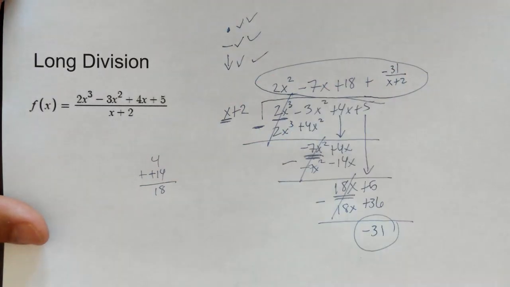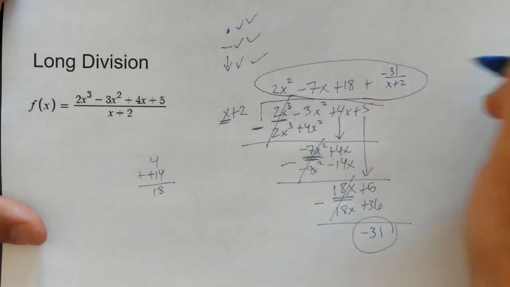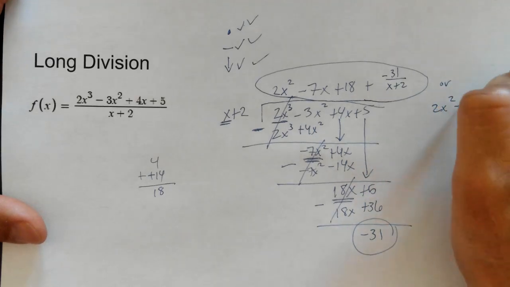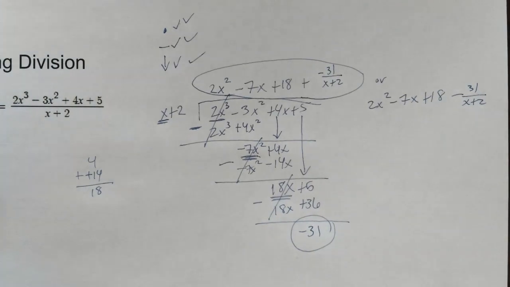Sometimes you'll have a remainder, sometimes you won't. Now, you don't have to put plus negative. You can also just write it as a minus 31. You could also write it like this. All right, those are interchangeable.